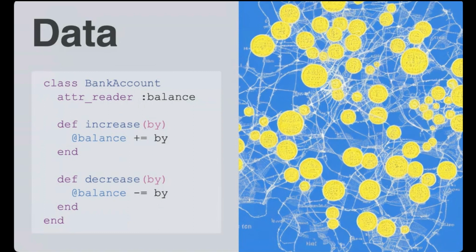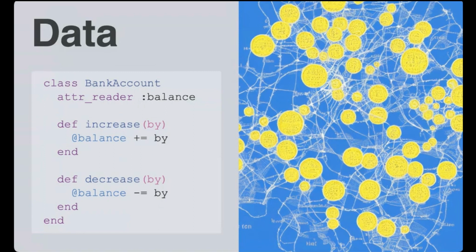So this is the typical example of DCI. You have a bank account, and the bank account has a balance, and you have two methods: increase it by something and decrease the balance by something. That's what the system is. It explicitly lacks any functionality that involves communicating with another object, i.e. it's completely devoid of any business logic.